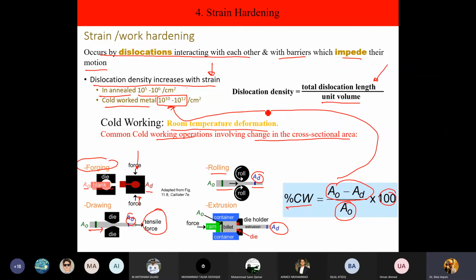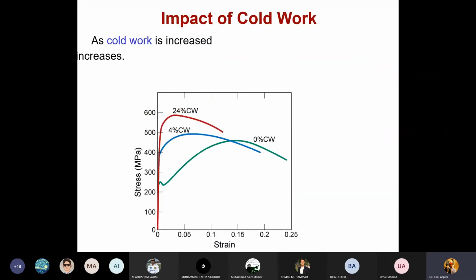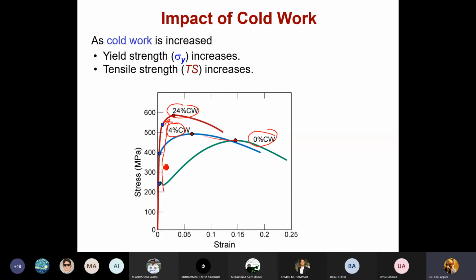Higher the percentage cold work, higher the dislocation density, and higher would be the increase in tensile strength. So if you see three samples over here, one with 0% cold work, one with 4%, and the third with 24%, you would see that the yield strength is increasing. And not only yield strength, the tensile strength is also increasing. But the ductility of the material is decreasing. So from 0 to 4 to 24%, your ductility is essentially decreasing.